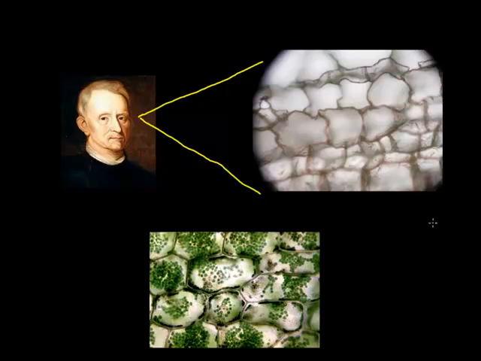Cork is made from the bark of several trees, and this is what he saw. It was a sort of honeycomb pattern of seemingly empty little compartments, and he named these compartments cells, and this term is still used today in biology to describe these compartments, which combine to make up what we call a multicellular organism, such as plants.